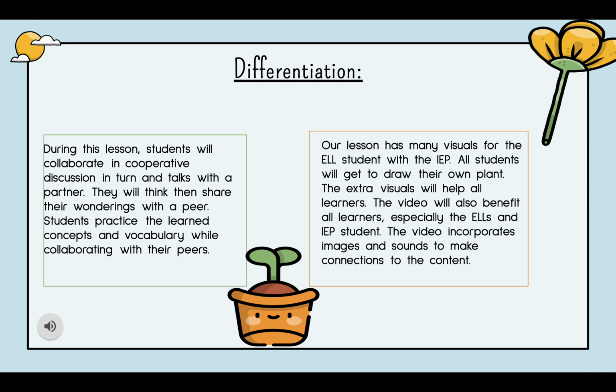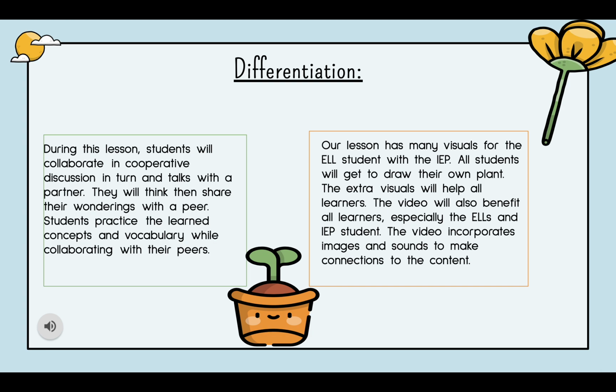Differentiation. During this lesson, students will collaborate in cooperative discussions and turn and talks with a partner. They will think, then share their wonderings with a peer. Students will get to practice what they learned and the new vocabulary while collaborating with their peers. Our lesson has many visuals for the ELL student, especially the one with the IEP. All students will get to draw their own plant.